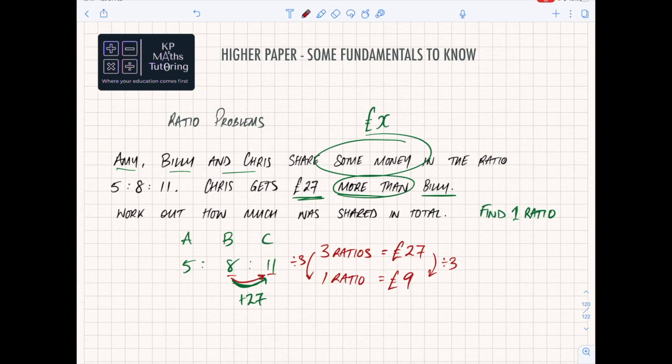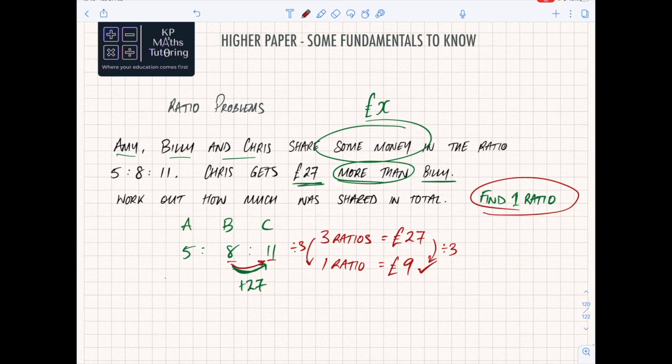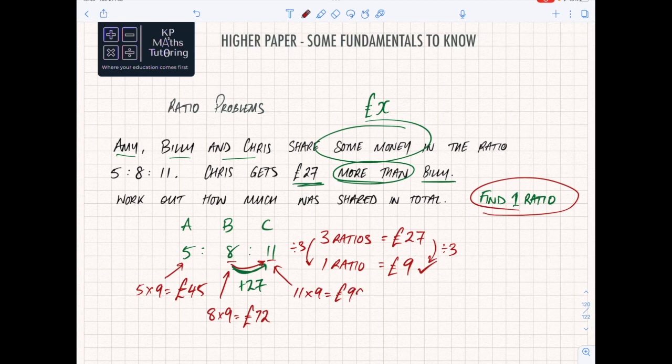Okay, that would get you a mark, because in ratio questions, trying to find one ratio or one part will get you a mark. So now all I need to do is take that information and go back to here. 5 ratios there, so 5 times 9, which means Amy gets a total of £45. Then the next one is 8 ratios times 9, which would be £72. And then the last one is 11 times 9, which is £99.